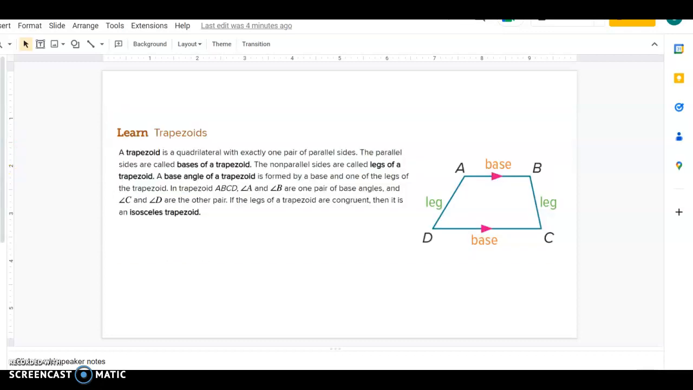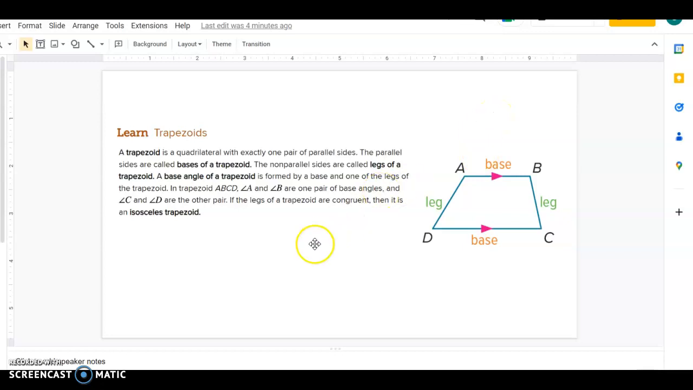So a trapezoid is a quadrilateral with exactly one pair of parallel sides. The parallel sides are called the bases. So this base and this base are parallel with each other. They'll never cross. The non-parallel sides are called legs of a trapezoid. So these ones will end up crossing each other.